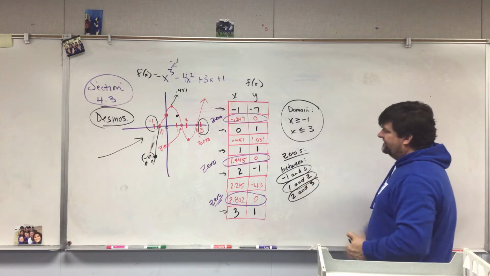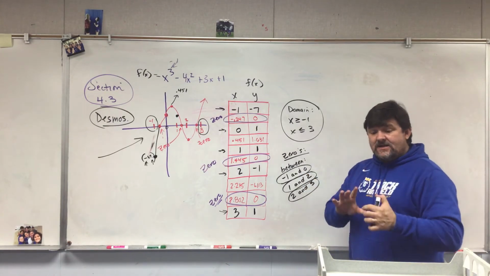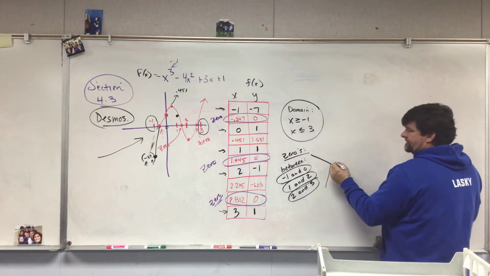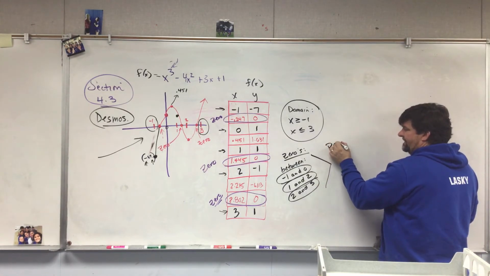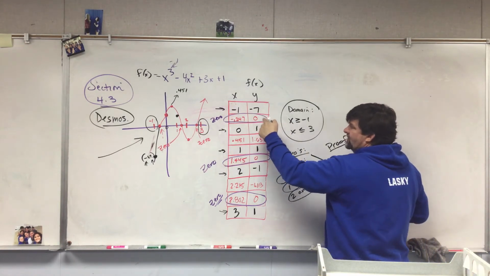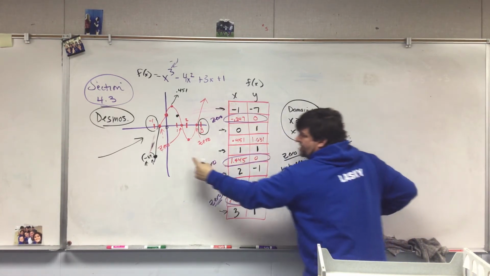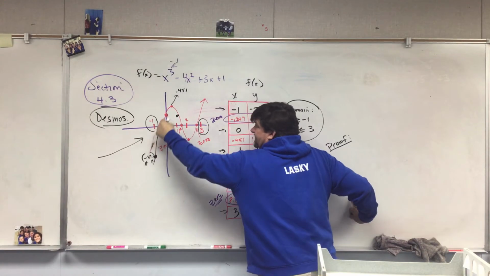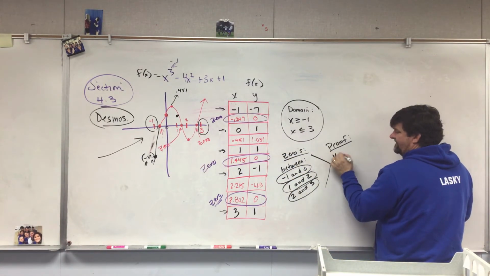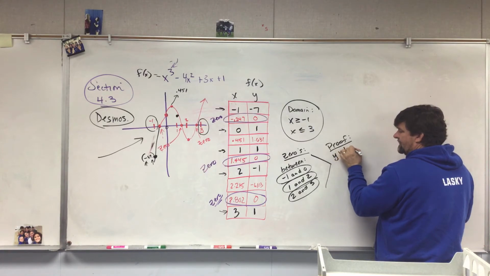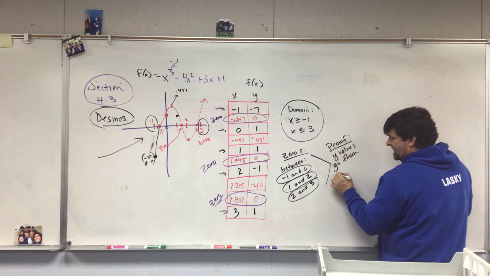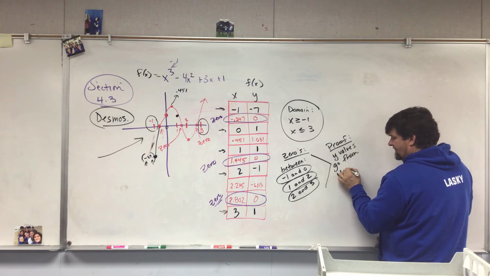Those are consecutive integers. Now, the reason I know this is because the proof is because my y value goes from negative to positive. My y value goes from negative to positive. My proof, the y values go from negative to positive.